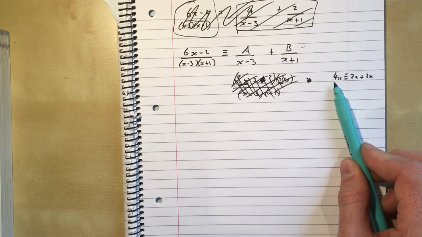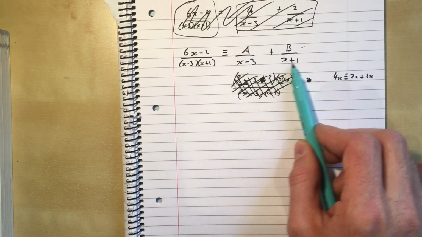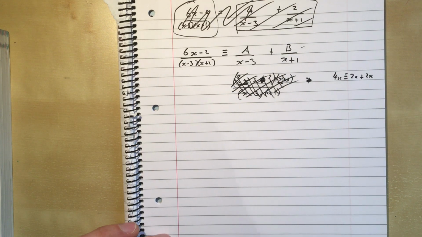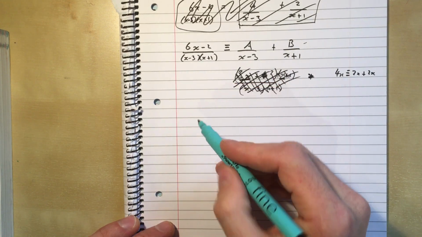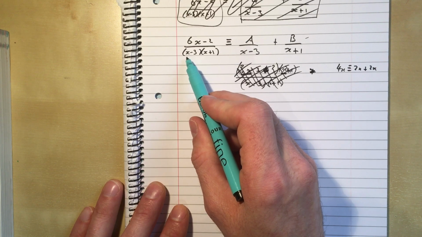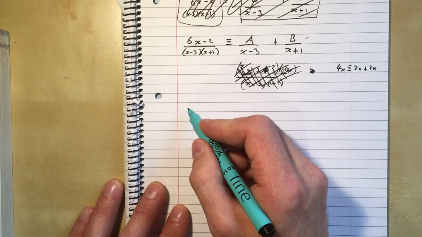2x plus 2x is always equal to 4x. These two fractions added together are always going to be equal to this fraction. So it works for all values of x, and that's important because we're going to do the following. We're going to say, well, let's times by this common denominator. And what do we get?